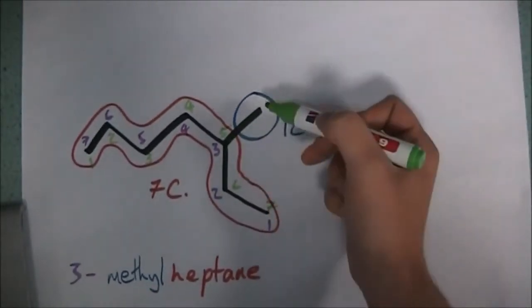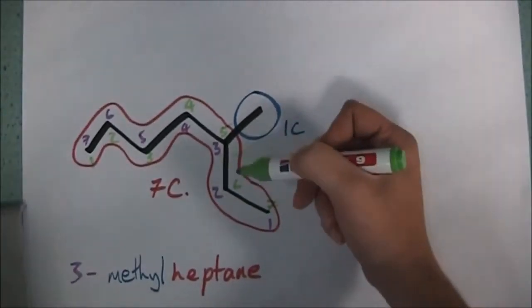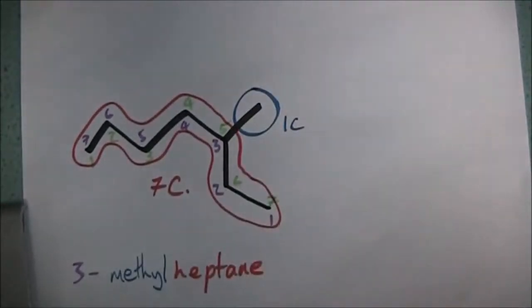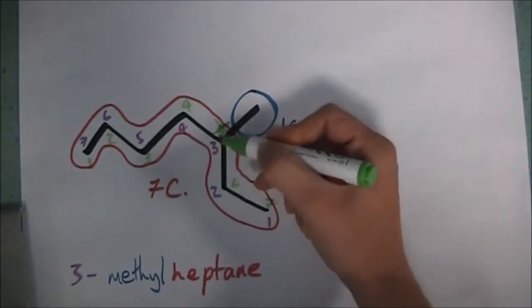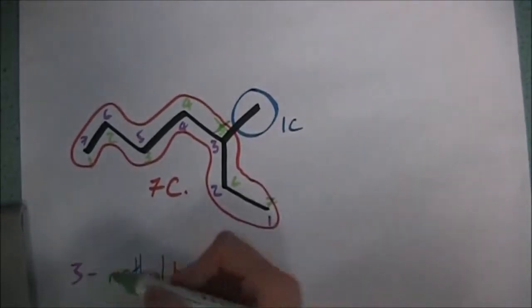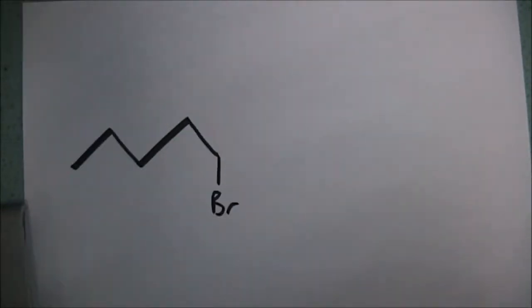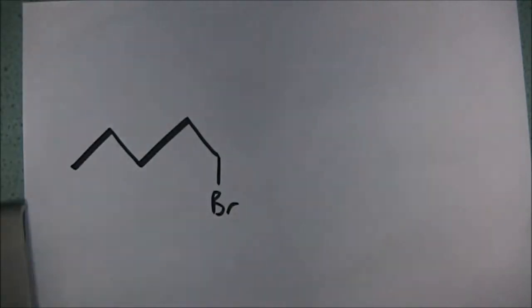If we called this 5-methyl heptane, that would be wrong, because what we're doing is going for the lowest number, and 5 is higher than 3. So we're going for the lowest number for our methyl group. It's not just organic groups that we can add, though. We can actually add other groups as well.